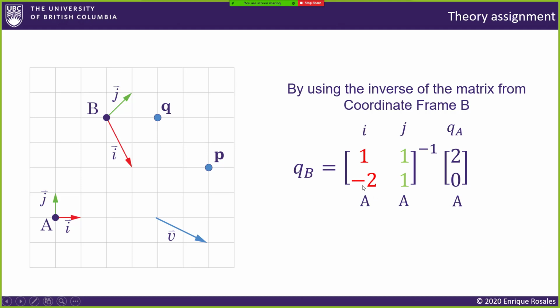So this is basically what we have. This is the basis vector i with respect to coordinate frame A. This is the basis vector j with respect to coordinate frame A. And this is basically the coordinates of the point Q with respect to coordinate frame A. Everybody agrees with this?